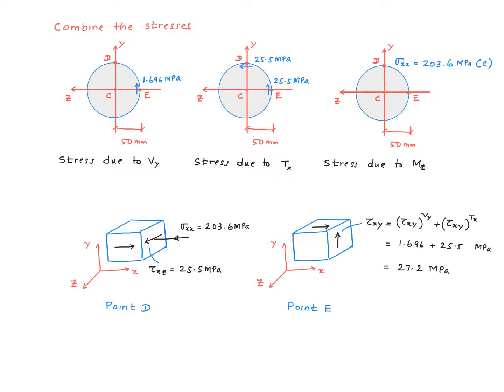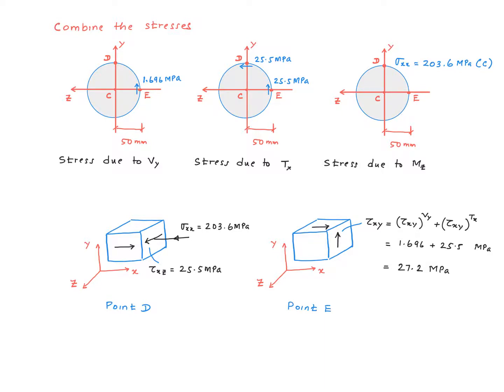The shear stress produced by the torque is perpendicular to the radius at every point. So at this point, it is vertically up, and at this point, it is horizontally to the left. The magnitude is 25.5 megapascal. So now we can see at point D, the shear stress is produced only by the torque Tx, and it is going to the left. At point E, however, they are produced by both the shear force Vy and the torque Tx. So they become additive. You add the two to get the net shear stress in that direction.